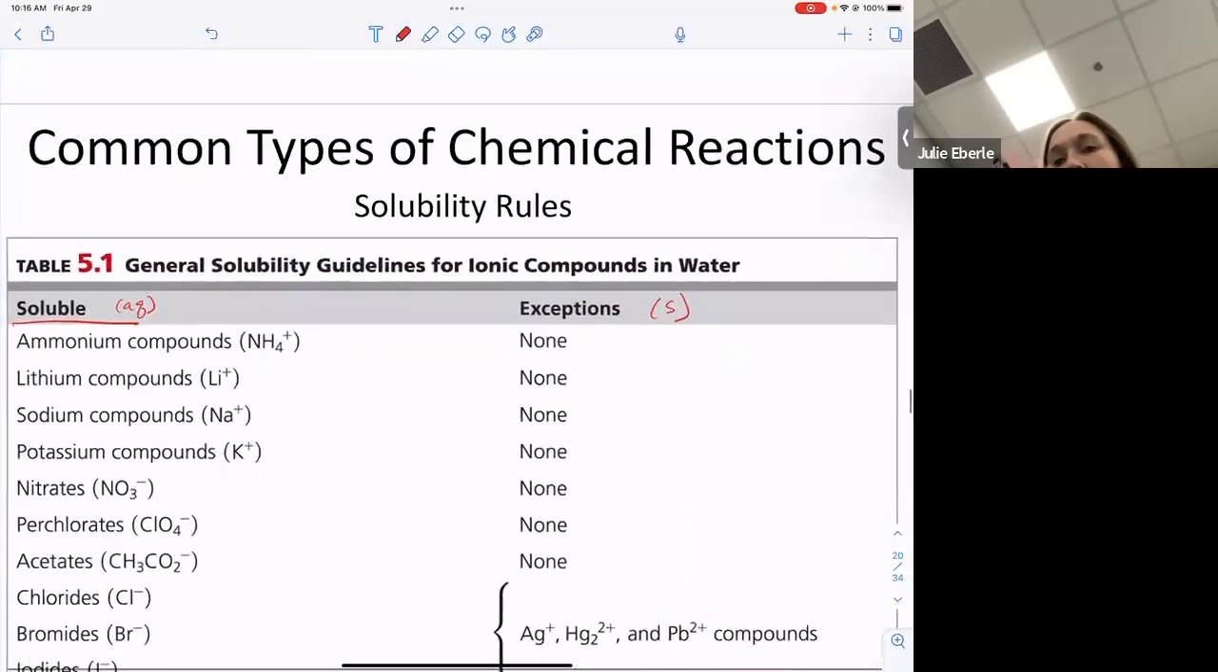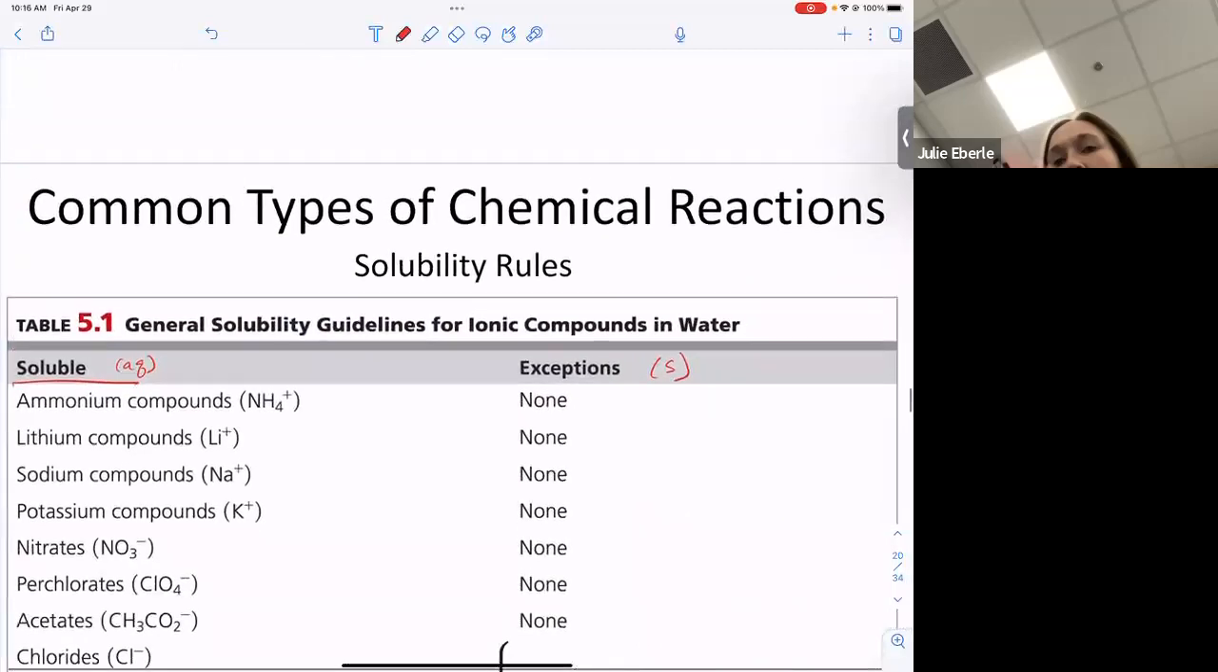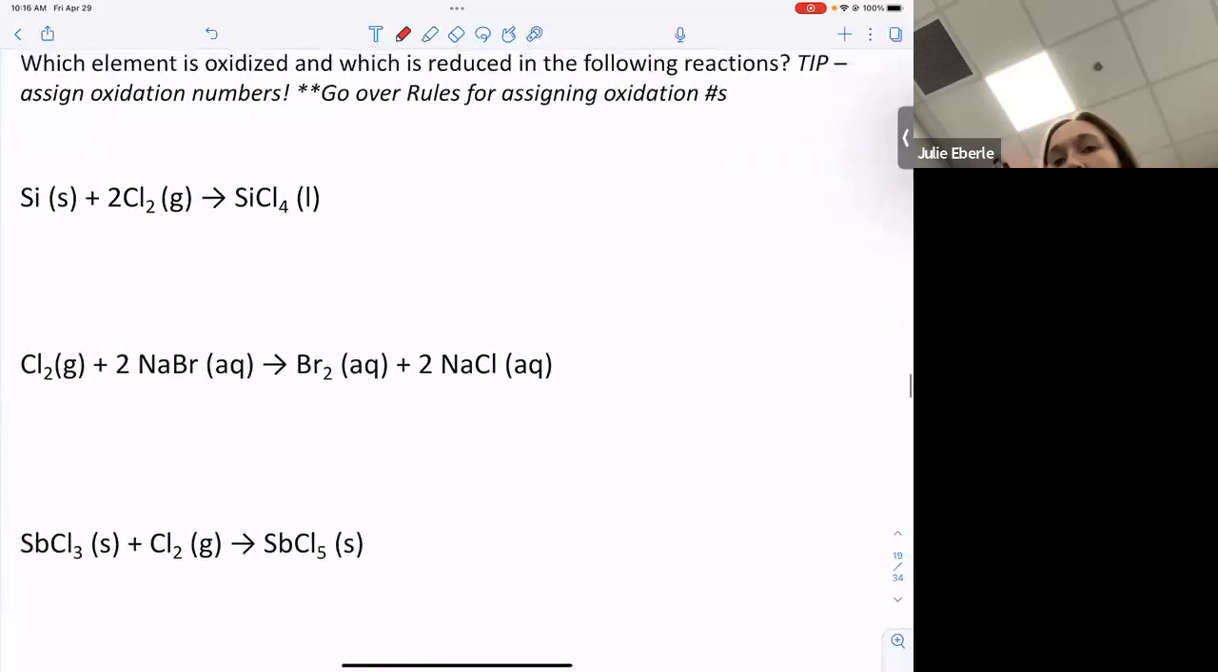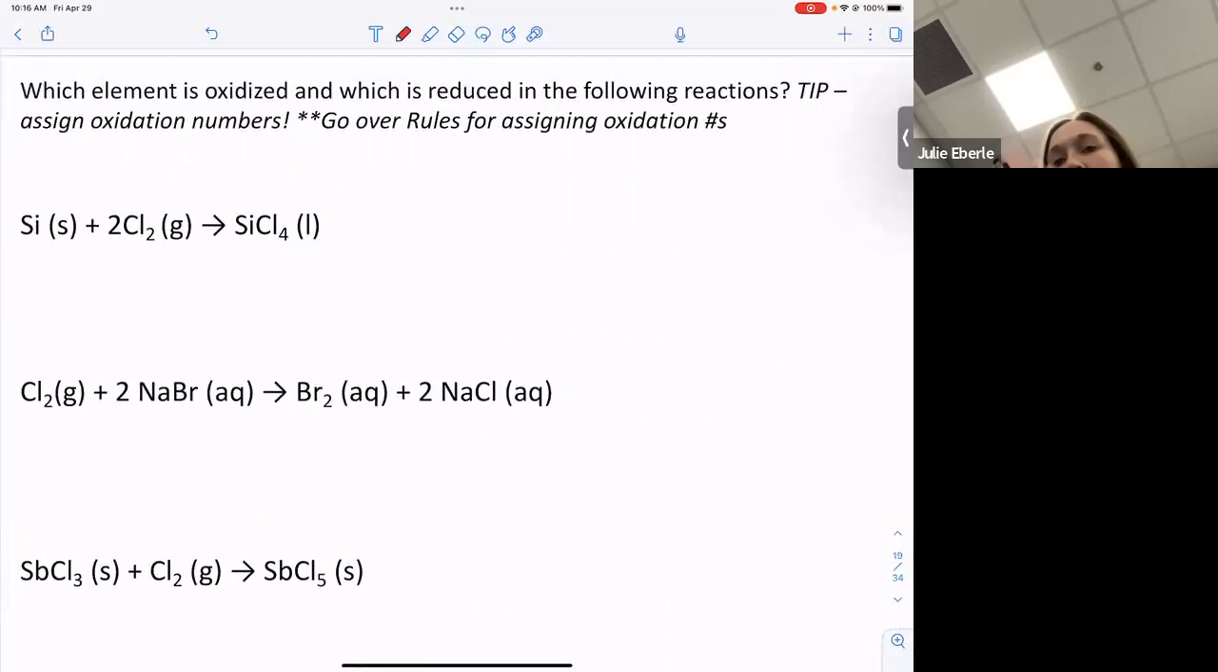All right, let's go back up. I had some practice actually with redox. I think redox, would y'all agree, tends to be kind of the trickiest. So maybe that one deserves a little practice if we're going to practice at all. So which elements oxidize, which is reduced in the following reactions? Assign oxidation numbers. Okay. So we just read the rules for assigning oxidation numbers. So go through, look at this first one. I'll do the first one with you, and then you can do one of these other ones by yourself.